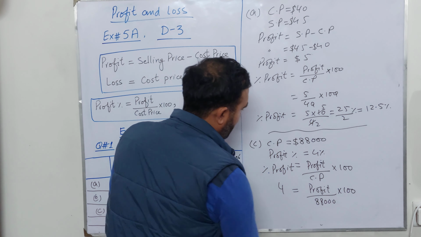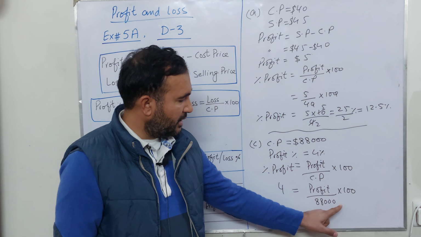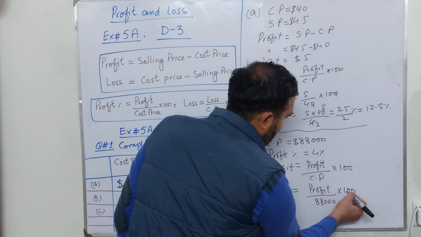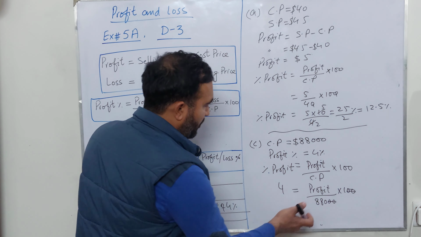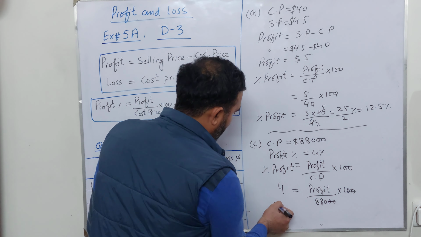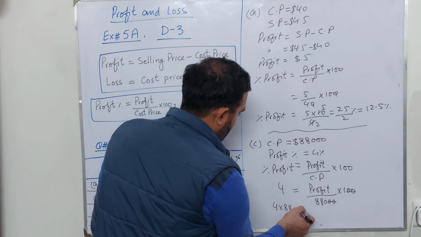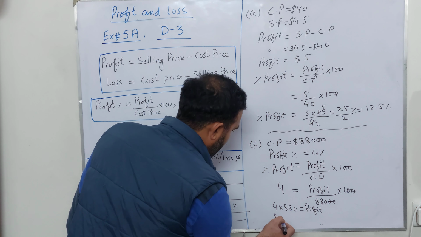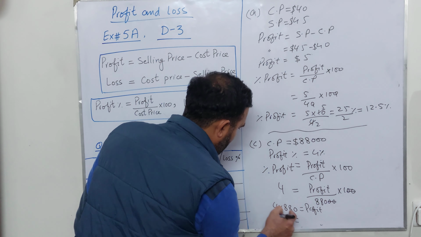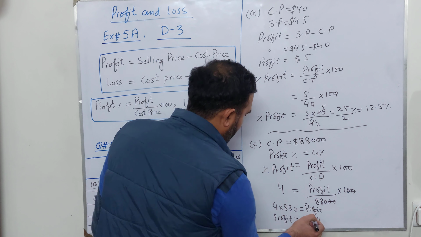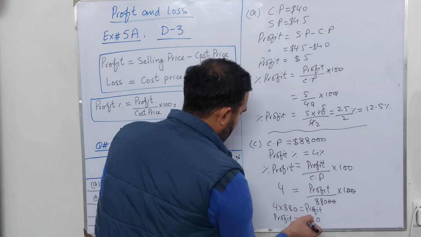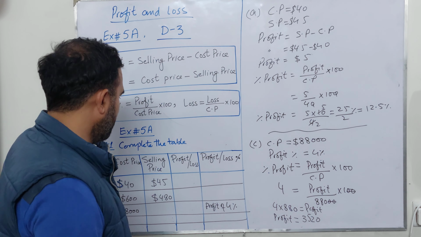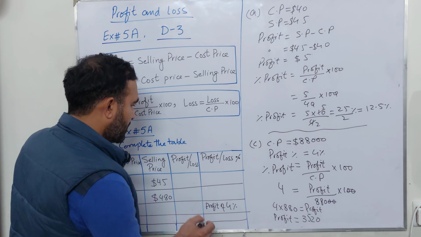times 100. Okay, so you can see now that 100 is in numerator and 88,000 is in denominator, so we can cancel these 2 zeros from numerator and denominator. So now we can shift this 880 over here. So it will be 4 times 880, and that is equal to profit. Okay, so if we multiply this, profit is equal to 4 zeros are 0, 4 8s are 32, 3 carried, 4 8s are 32 and 3 is 35. So a profit of 3,520 has been made. So we can write over here that profit is 3,520.